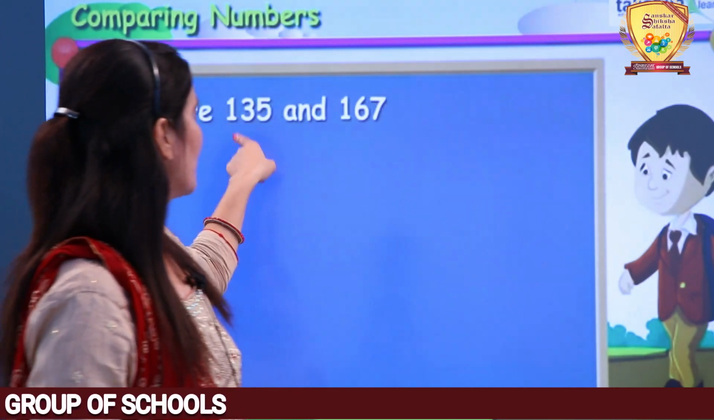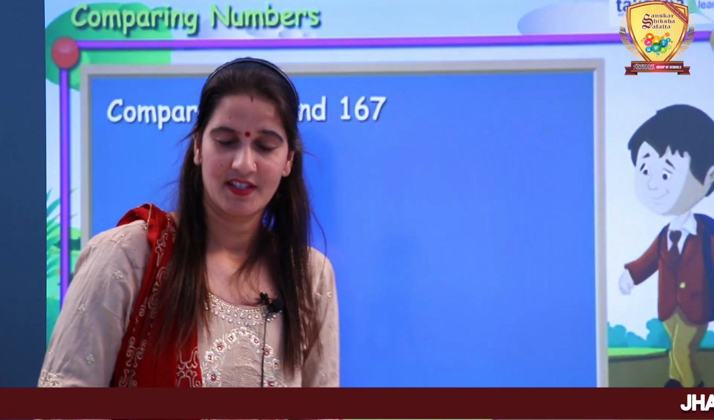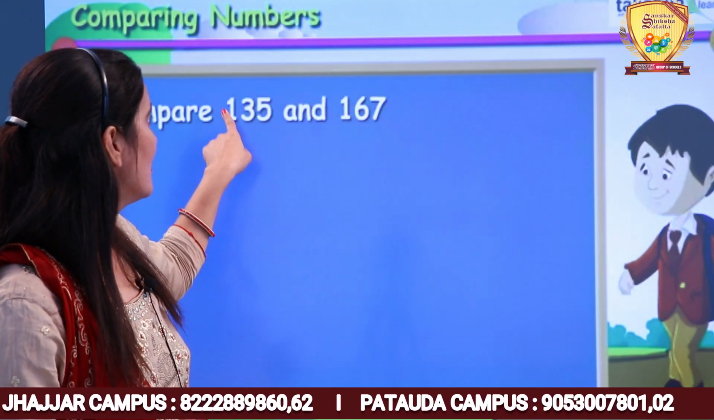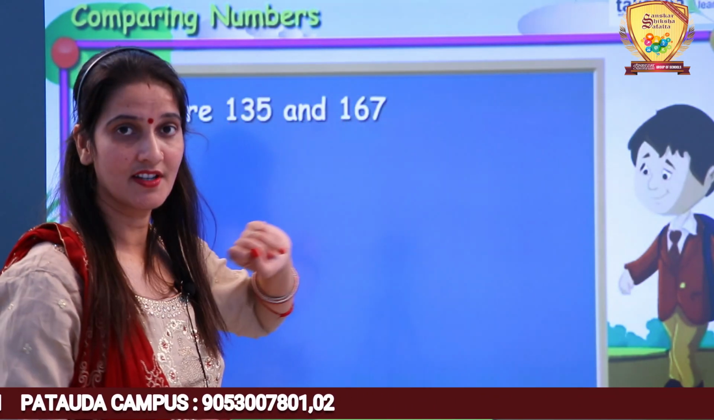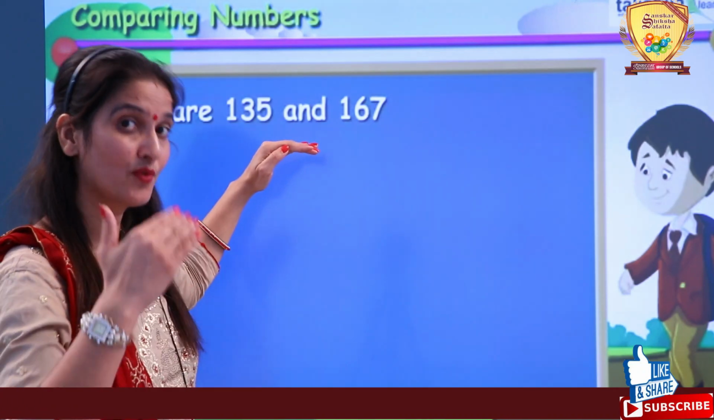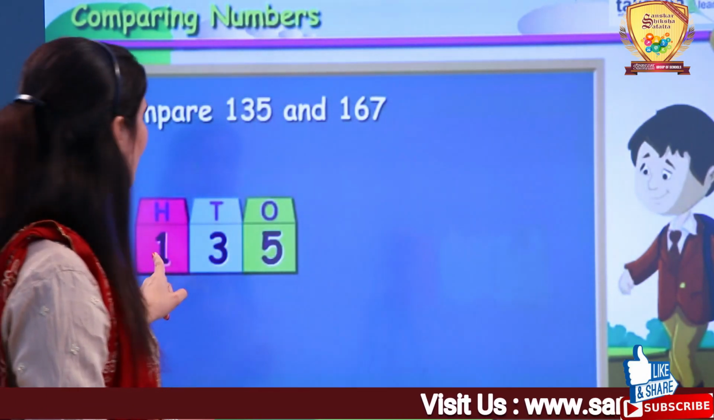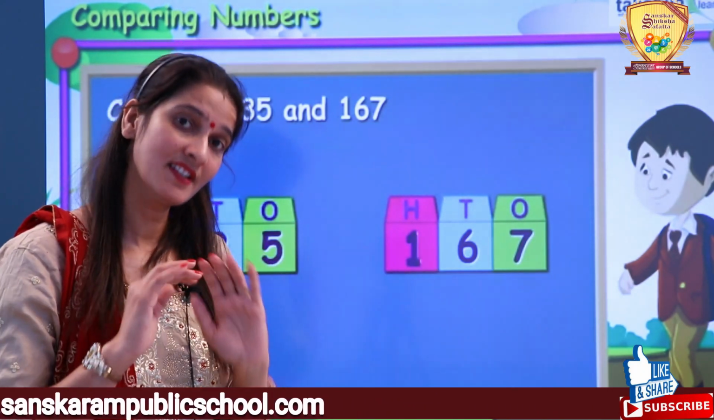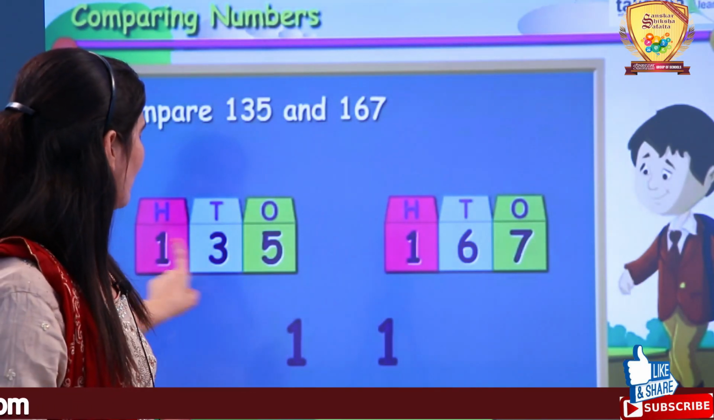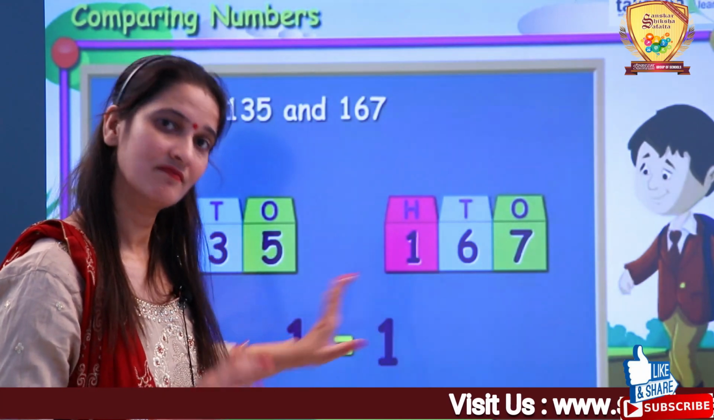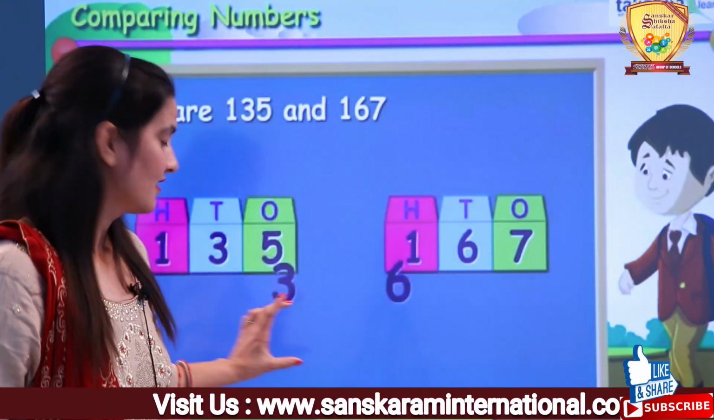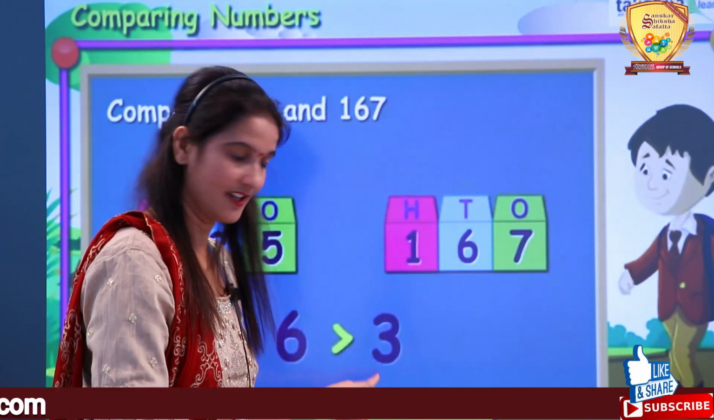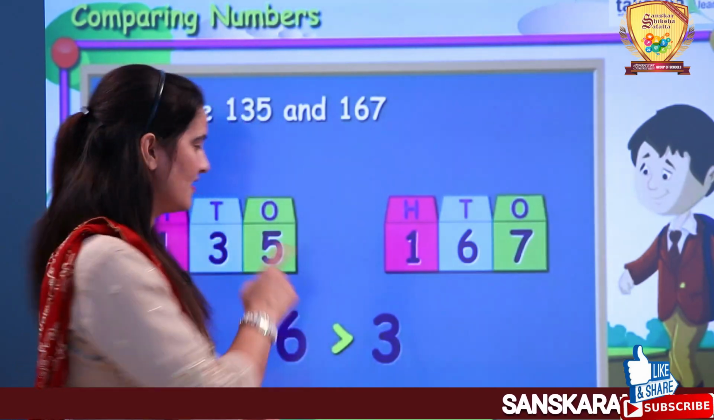Next example is here, we have to compare 135 with 167. Students, if we have the same numbers, how can we judge? Look here, 1 is here at the 100 place, and 1 is here at the 100 place. How can we judge? Then we have to go to the next place. Look here, okay? 135 and 167. At the place of 100, the value is the same. It means 100 and 100 are equal, no comparison is there. But at the place of tens, there are 3 and 6, and 6 is bigger than 3. It means this number is bigger and this one is lesser.